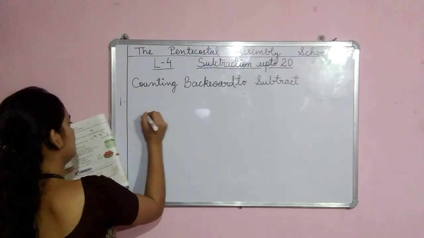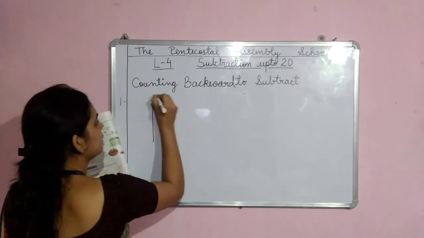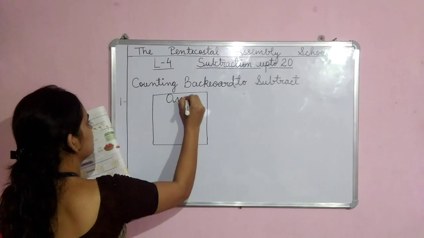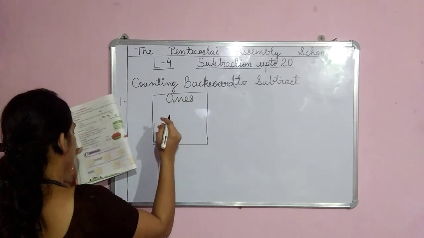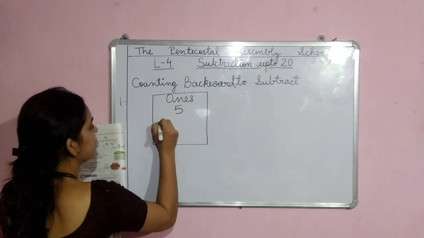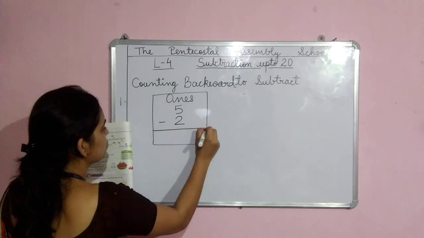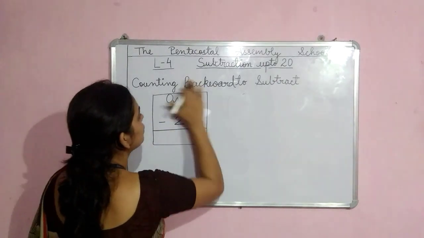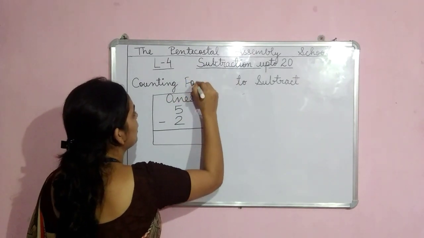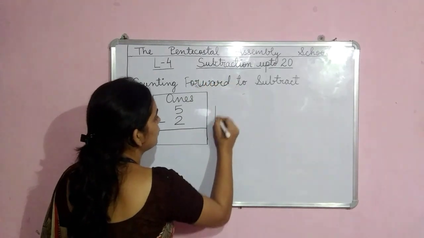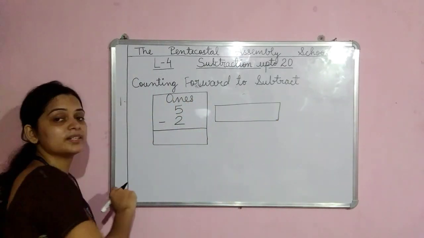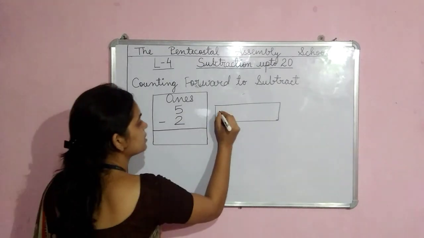Question number 1. One is already done for you, so I am doing the second one. 5 minus 2. So I told you, this is forward counting. In forward counting, you have to start with the smaller number. So in these 2 numbers, which one is smaller? 2 is smaller, so we'll start with 2.